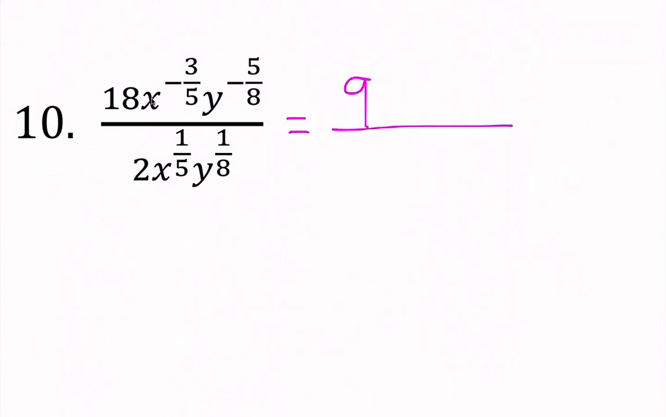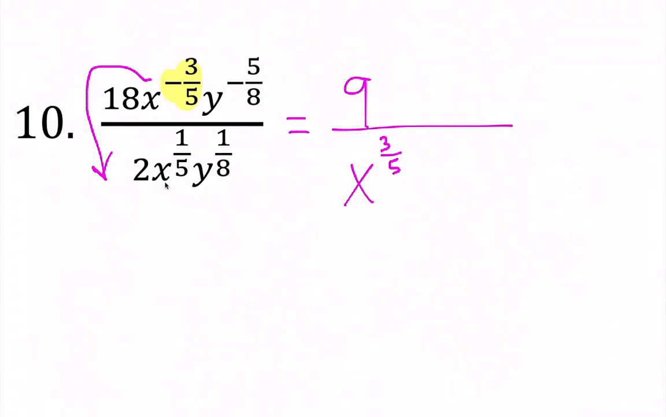Next, I see x's on top and I see x's on bottom, but before I do anything with subtraction, I see that we have a negative exponent, which is a warning. That's telling me that this x really doesn't want to belong where it's at, so I need to move it. So since it was on the top, I want to move it to the bottom. When you move it to where it belongs, remember the negative falls off, so now it's a positive 3/5.